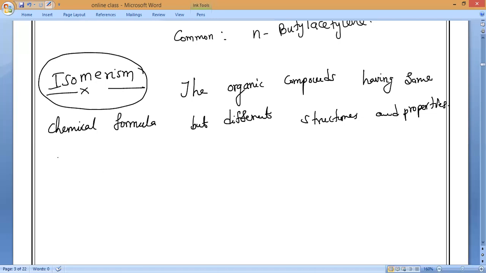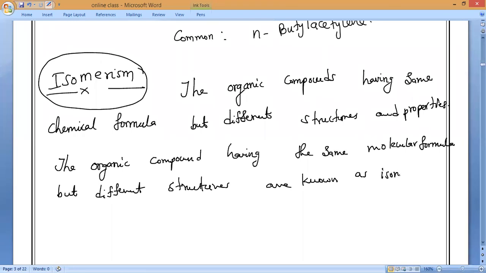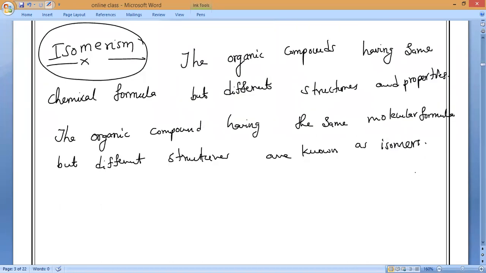The organic compounds having the same molecular formula but different structures are known as isomers. Okay, so remember isomerism. Till here, any doubt? Have you understood isomers?